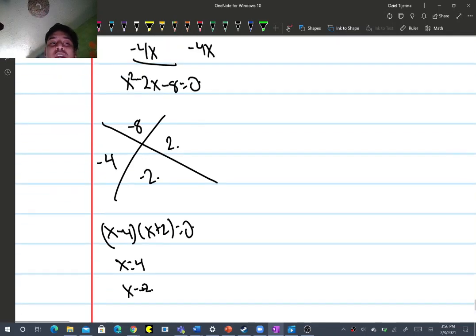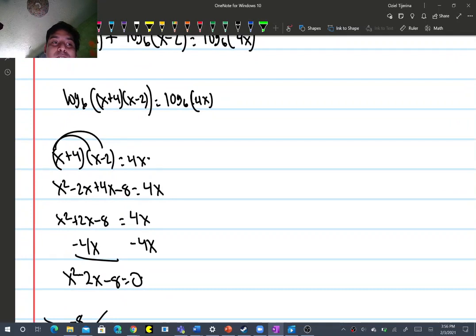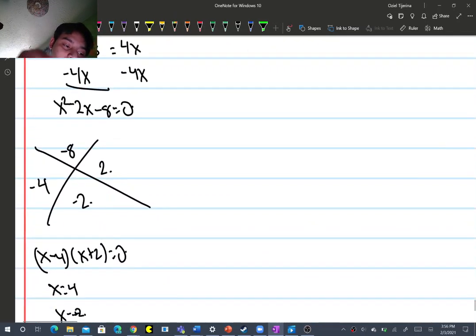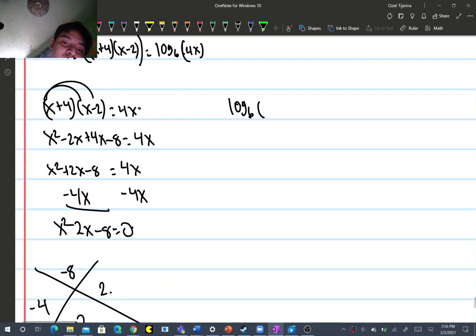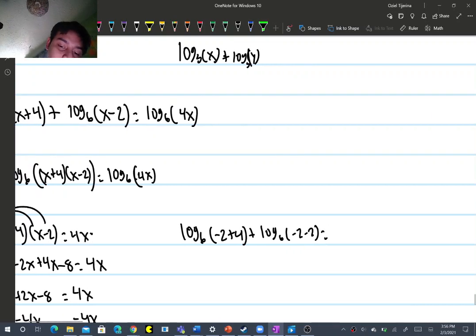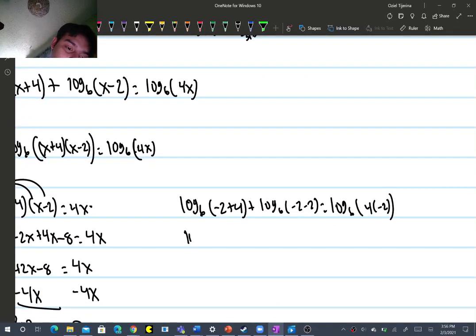However, you want to check your equation to see if it's actually true. If you do the log base 6 of x plus 4, so log base 6 of negative 2 plus 4, for example, plus the log base 6 of negative 2 minus 2 equals the log base 6 of 4 times negative 2, which is the log base 6 of 2 plus the log base 6 of negative 4 equals the log base 6 of negative 8.